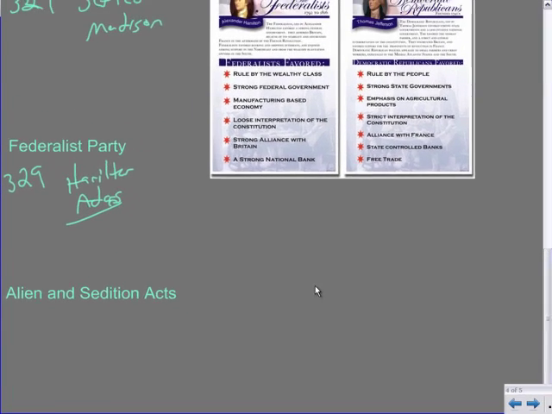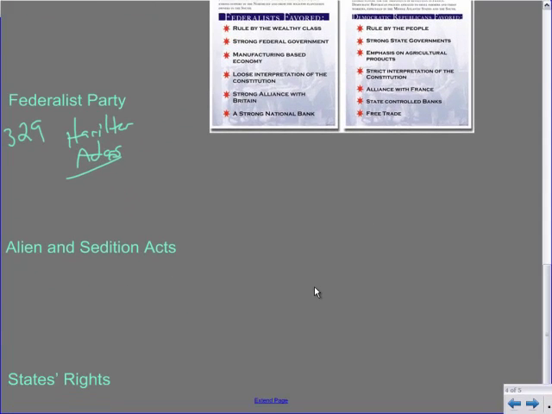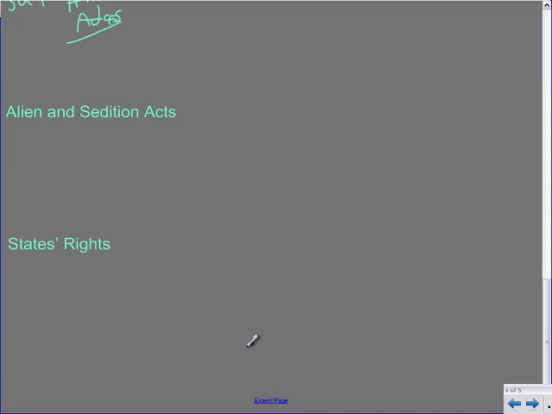So the Federalists come to power after Washington retires, and through a few events like the XYZ affair, they gain a lot of popularity, they gain a lot of power, and they abuse that power. One of the clearest examples of how they abuse that power is the Alien and Sedition Acts, and that is on page 331. Basically, this is going to limit free speech, which makes people really angry.